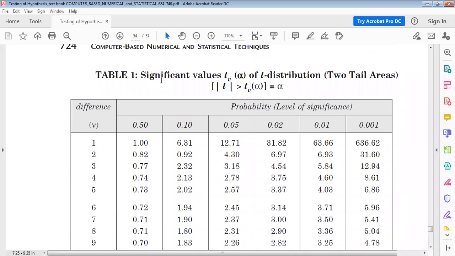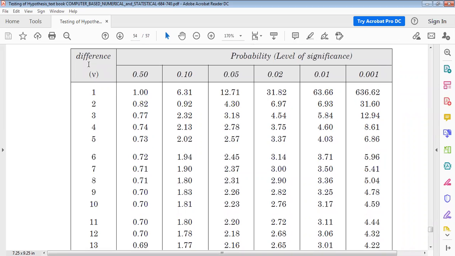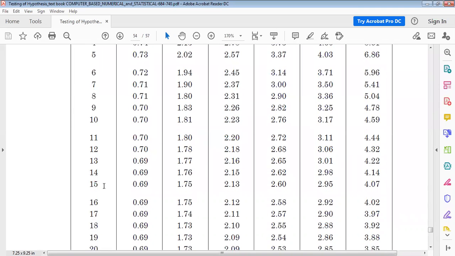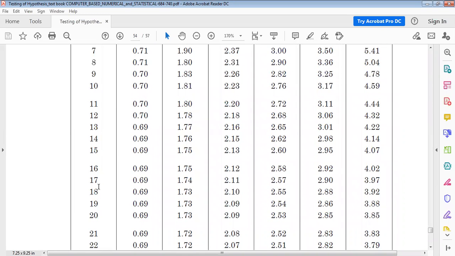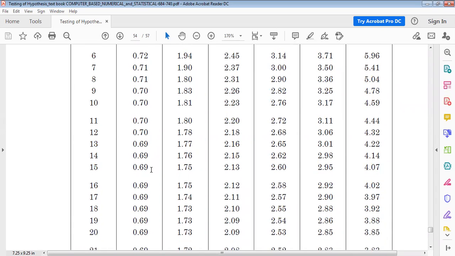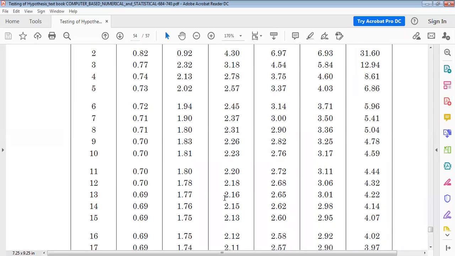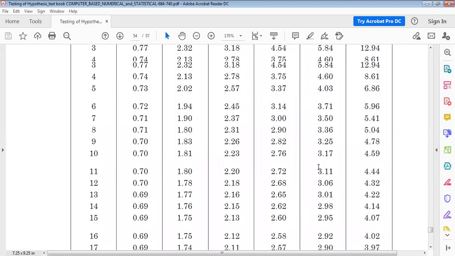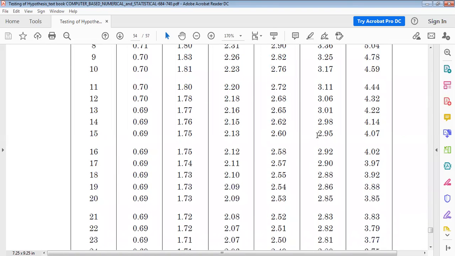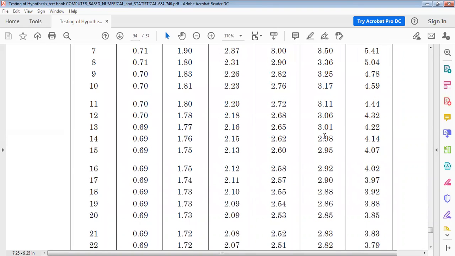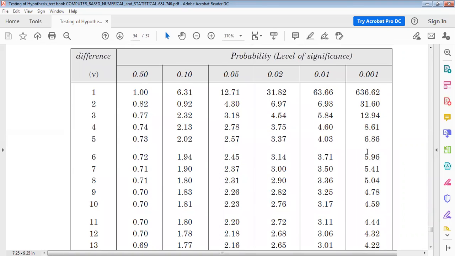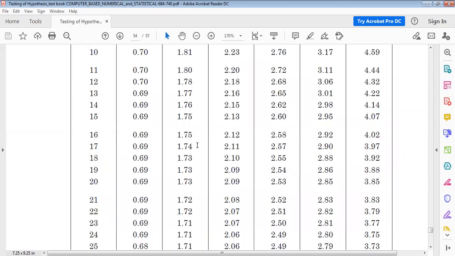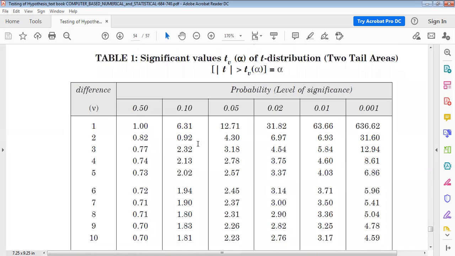In the table of significant values of the t distribution for a two-tail test, the degrees of freedom in our problem is 15. At 50% significance the value is 0.69, at 10% significance the value is 1.75, at 5% significance it is 2.13, at 2% significance it is 2.60, and at 1% significance with 15 degrees of freedom it is 2.95. Remember it. So this is a very important table for significant values of t distributions.